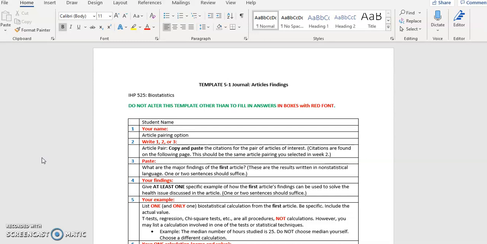Okay? When you look at your feedback, you see the blue numbers in the first column. Your feedback will correspond to those answers. So I might say, you didn't fill out number 1, and that means you forgot your name.